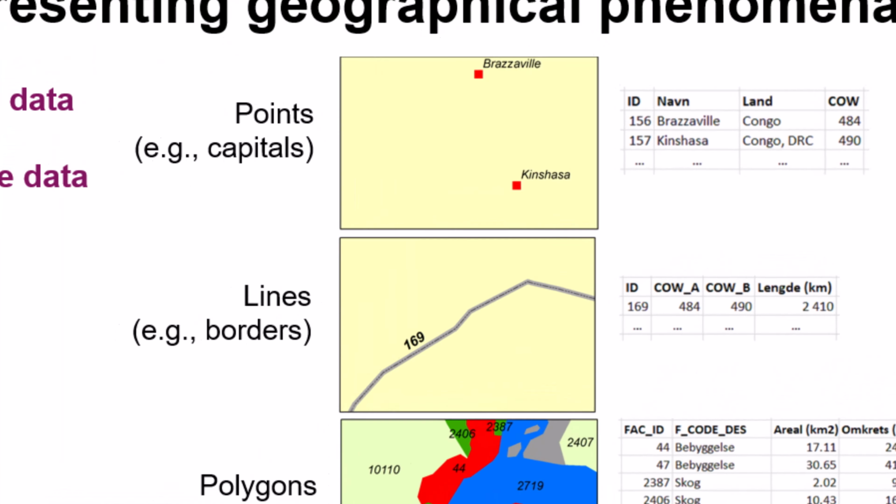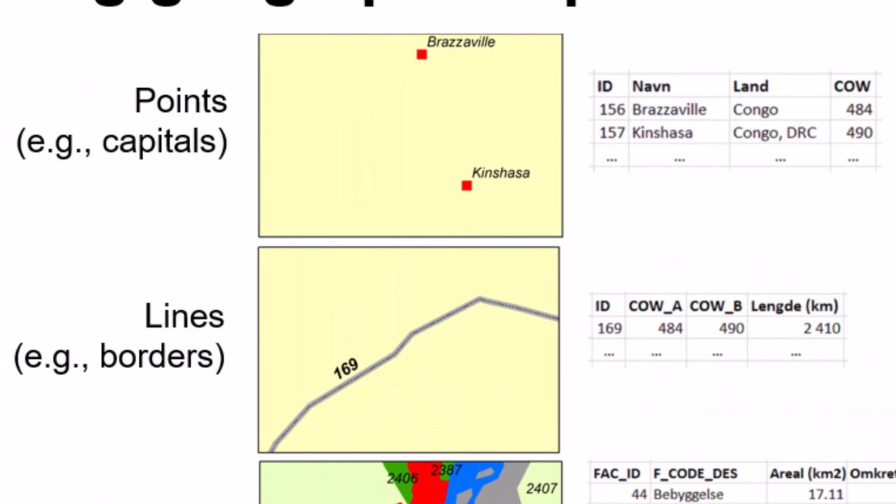A point layer, for instance of capitals, will typically have an attribute table having descriptive information about the name of the capital, which country it belongs to, and a country code. A linear layer of, for instance, international boundaries will typically have descriptive information about which country it separates, which country is on the left-hand side and on the right-hand side of the boundary.